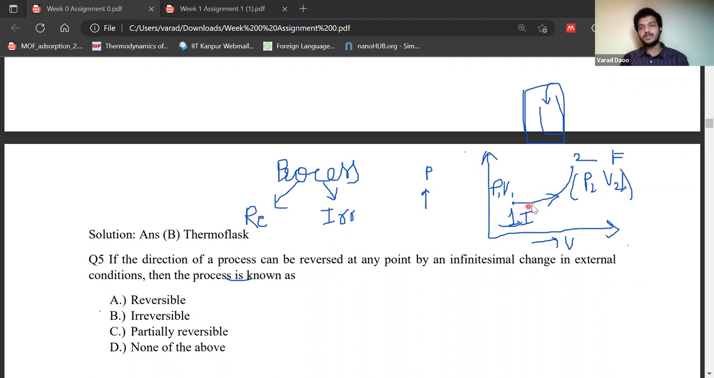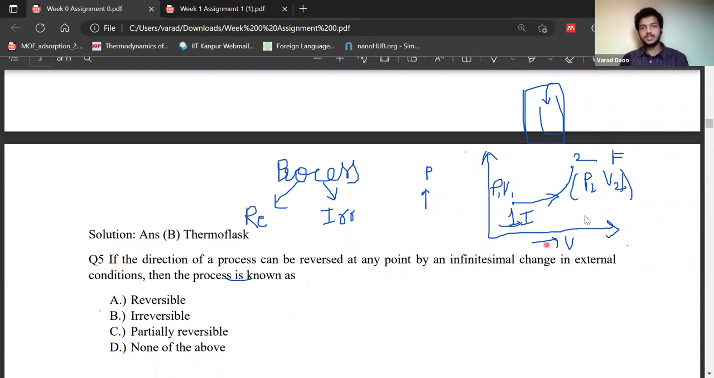So each and every step of the reversible process is quasi-static equilibrium. That means if we go from here to here, we are able to go backwards also. At any step, the process can be reversed, right? So this is a reversible process.